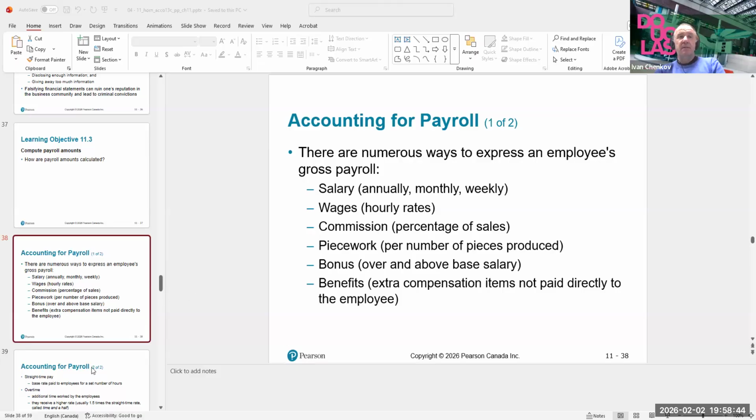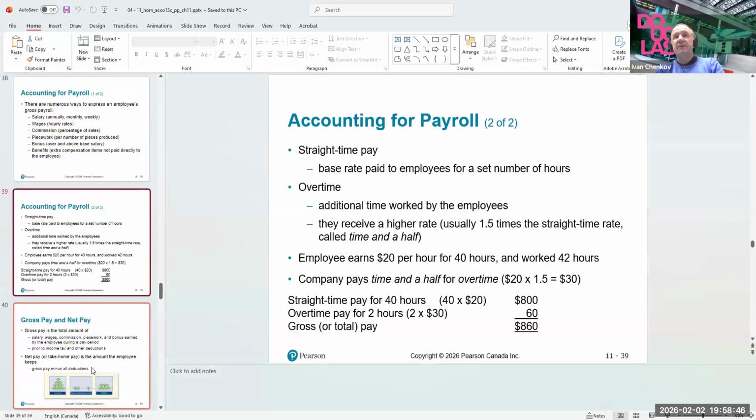So let's keep going with this and see how we're going to account for the payroll. We're going to have two measures for the gross pay. One will be the standard pay time, which is based on the employee salary or employee rate. And then we're going to have overtime, which is additional work which is required of the employee to work for the employer. Now, what's the overtime and what's the regular time?